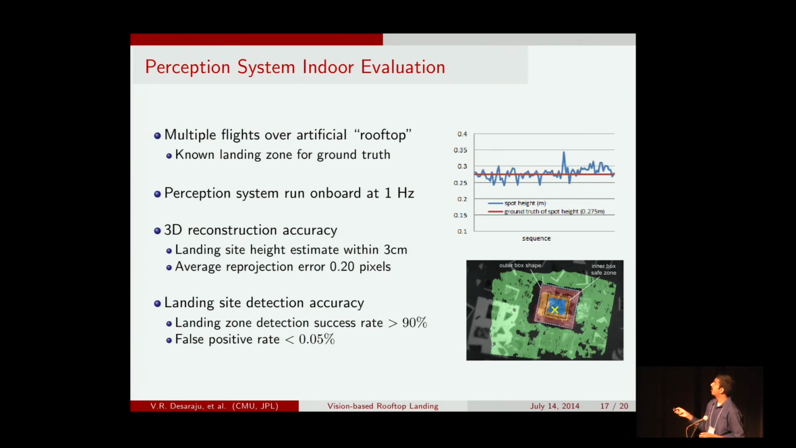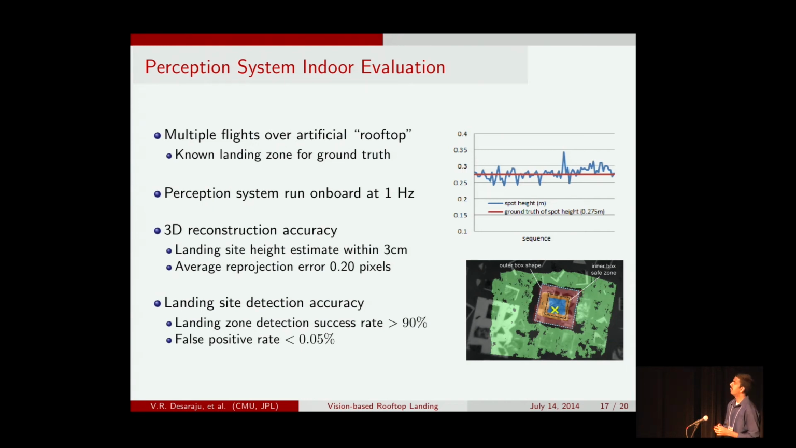The figure up top shows our estimates from one of these trials, compared to the actual ground truth height of the top of the boxes. And we were able to remain within, for the most part, 3 centimeters of this height. And 3 centimeters is actually what we set within the local kernel for the perception system as the desired depth accuracy. Our average reprojection error from this was also quite small, around 0.2 pixels across all these trials.